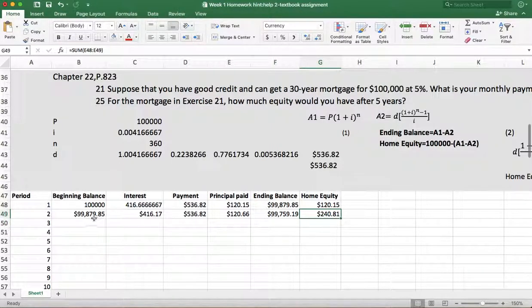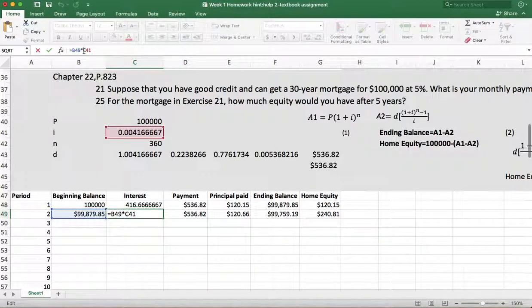Okay, we are not going to keep going on like this. We are going to get a quick way to do it. Interest equals beginning balance times monthly interest rate. The monthly interest rate is fixed, constant for every period. So we need to lock it, just make it constant, no change.